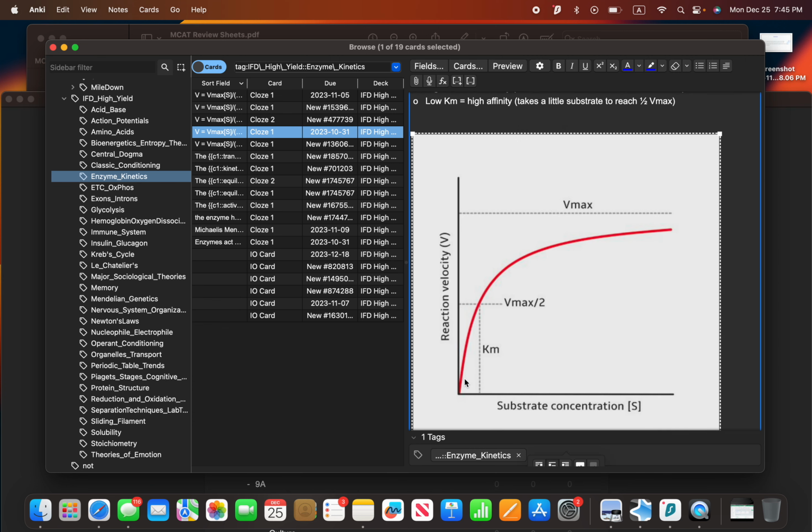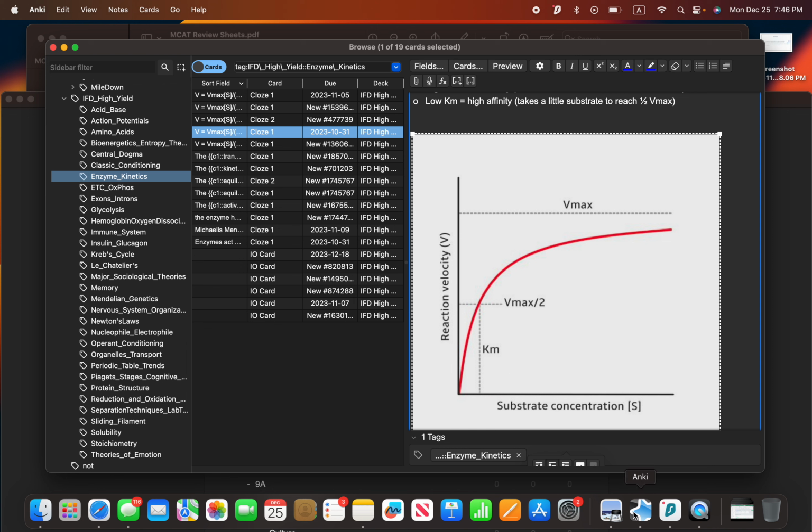So if this curve is going to the left, it means that your half of Vmax, which is your Km, is more to the left, which means that you needed less substrate concentration to achieve half of the Vmax, which is Km. So because you had a lower Km, it means that the enzyme did have actually a higher affinity for the substrate, because with less substrate you were able to achieve the same Km, right?